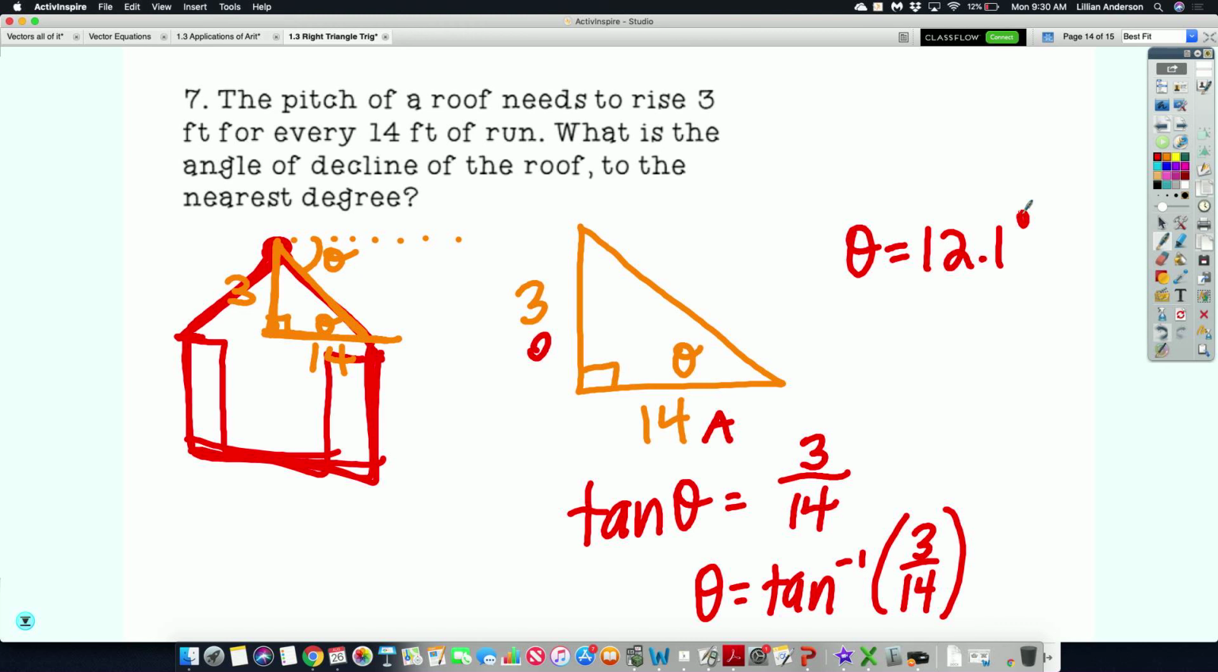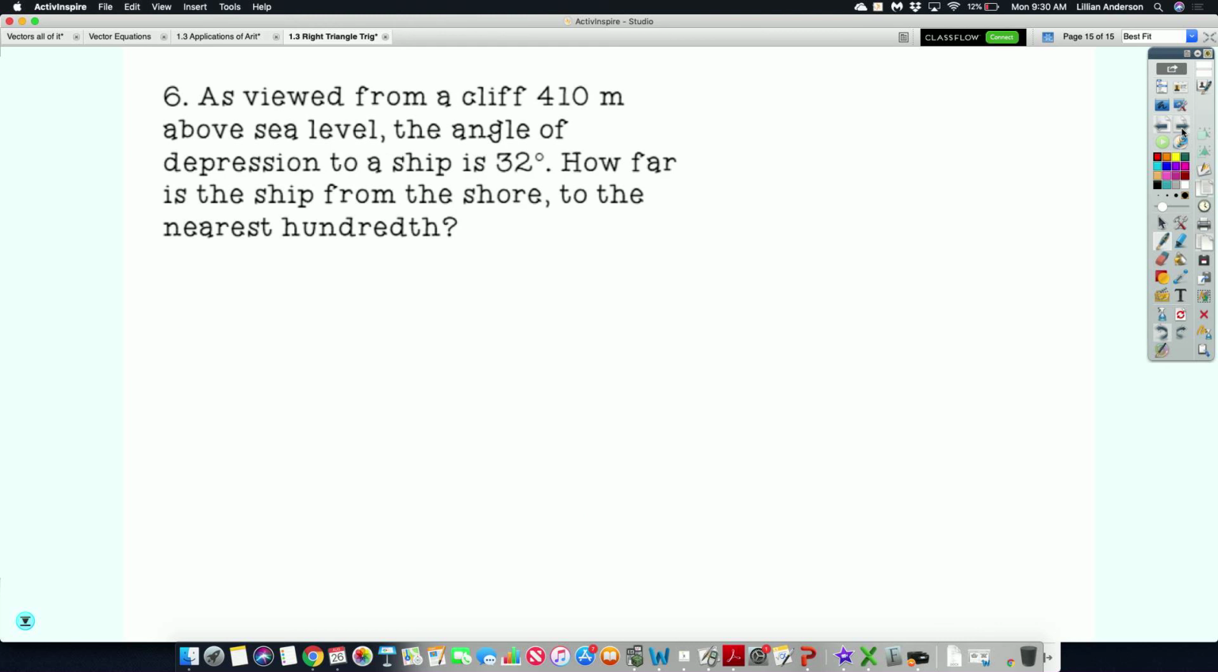Last one we'll do together, and then I'm going to give you about 8 minutes to do the rest. Okay? Look at number 6. Number 6 is on the folded in part of the brochure. As viewed from a cliff, 410 meters above sea level, the angle of depression to a ship is 32 degrees. How far is the ship from the shore to the nearest 100? Now, let me also say this, it's a word problem. It means you got to have a little bit of knowledge of the real world, okay? Sea level is what?